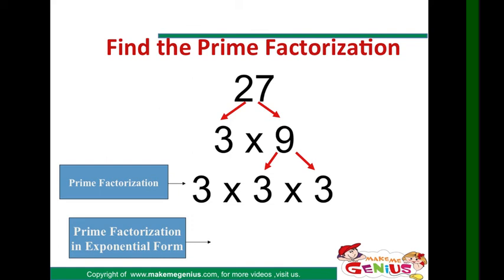So, ilang 3 ang nakikita mo? 3. So, maglalagay tayo ng 3 cubed equals 27.